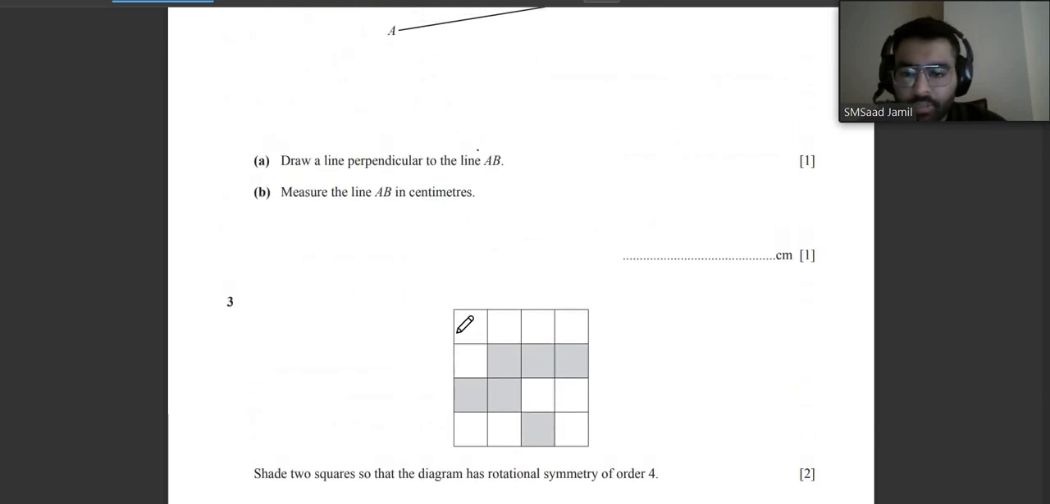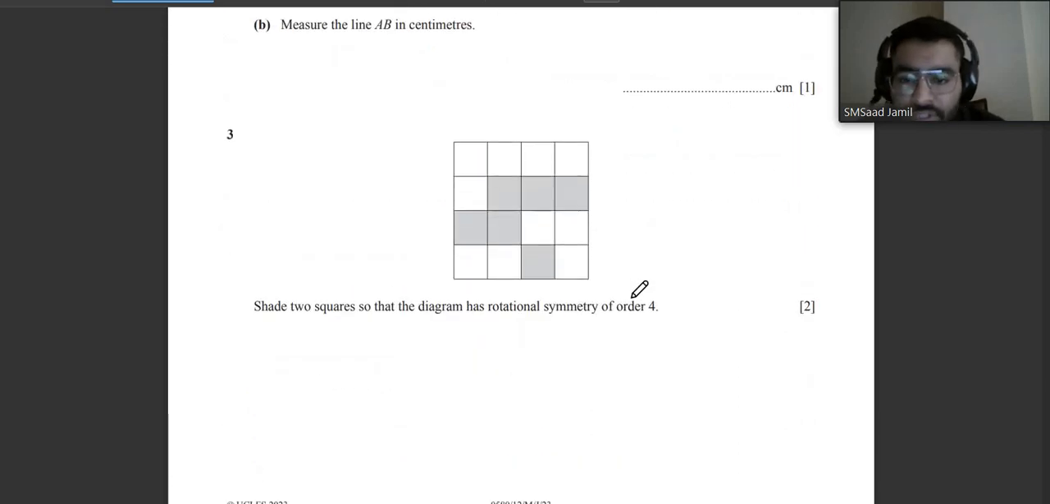Moving on to the next question, question number 3, it says shade 2 squares so that the diagram has a rotational symmetry of order 4. You can use a tracing paper to solve this question, but if you don't have a tracing paper, you can solve this question like this. So for example, if I rotate this shape over here, alright, so these 2 points over here will become these 2 points, right? Therefore, I will shade this point.